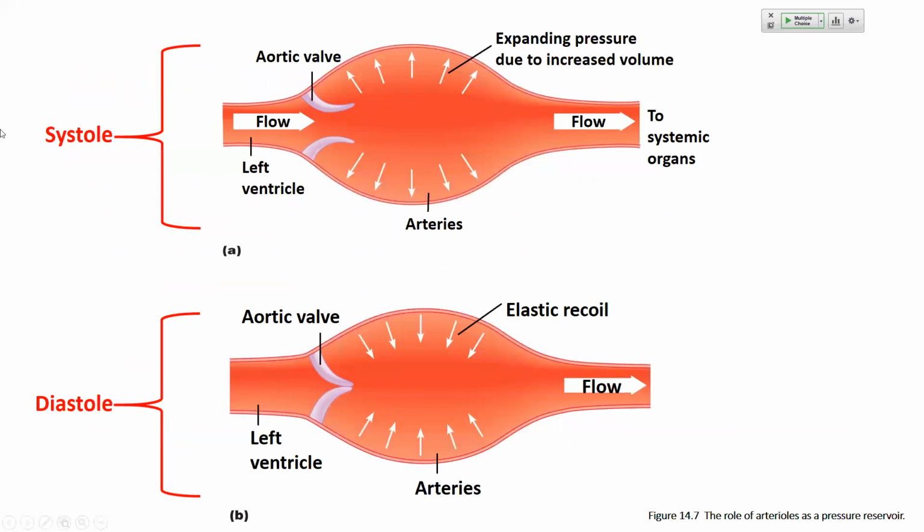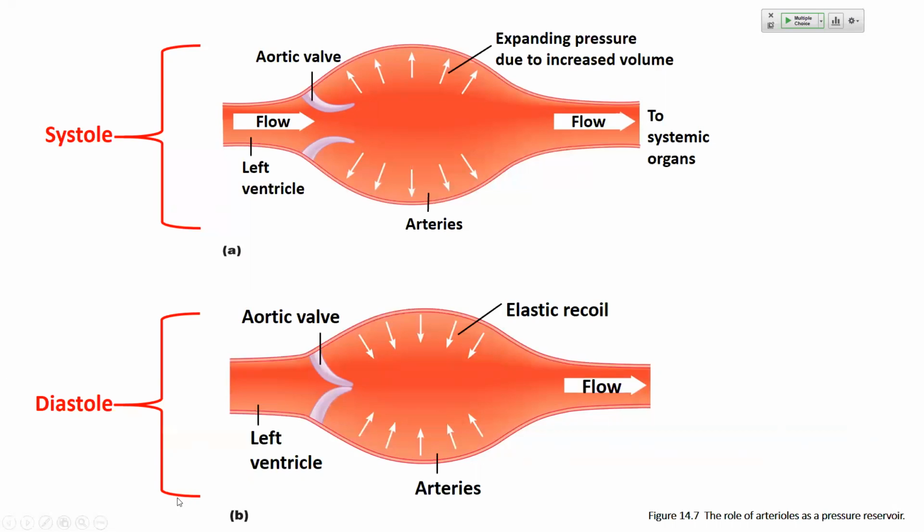Okay, so during diastole, we have the ventricles ejecting blood, the semilunar valves are open, and so there's a continuous flow of blood moving out to the systemic organs. What happens during this time is that this elastic artery, as it expands, it's going to absorb some of that energy. It's going to absorb some of that pressure, and it's going to store it like a pressure reservoir. And it's going to keep that pressure for the diastole phase.